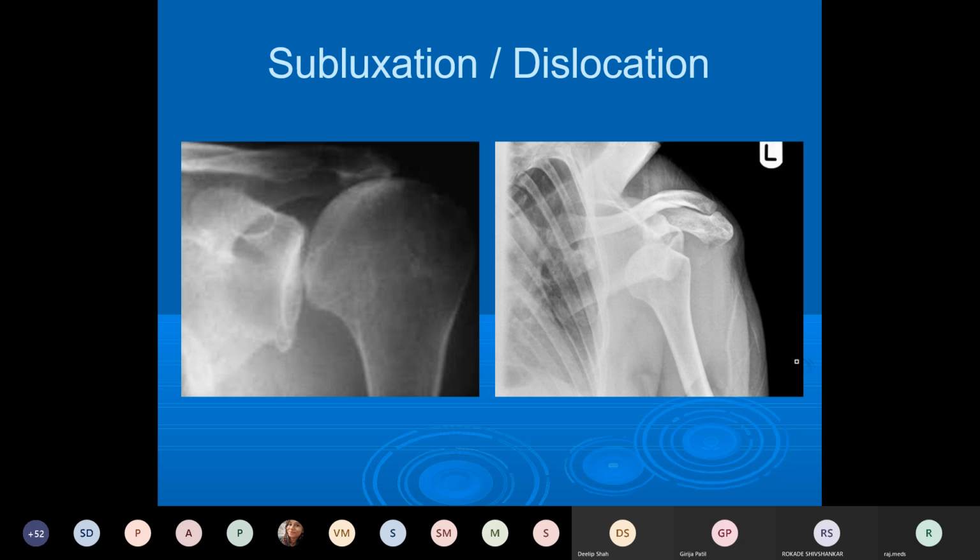So the first image shows there is a partial loss of alignment, so we call it a subluxation. And in this second image, there is a complete loss of alignment of the femoral head and the glenoid cavity, so it is called a dislocation.